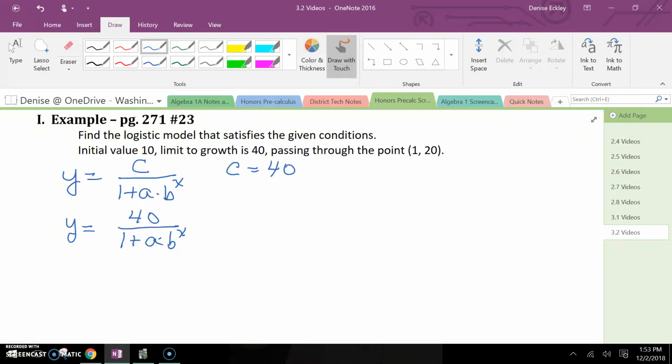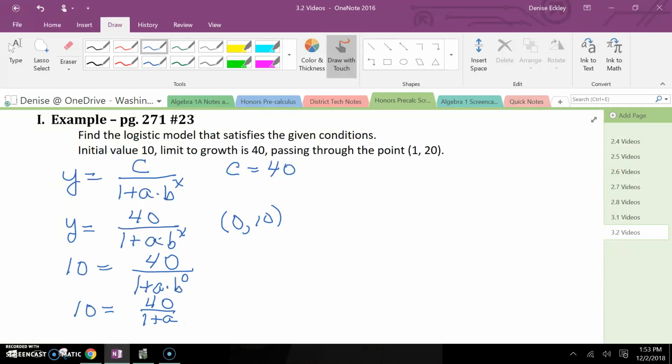So the first one we can find is a, since it tells us the initial value is 10. So that is our y-intercept. At this point we know when x is 0, y is 10. So we can fill those in the equation. So we have y equals 40 over 1 plus a times b to the 0 power. So you can see why we found a first, because b to the 0 will be 1. So what we have is 10 equals 40 over 1 plus a.